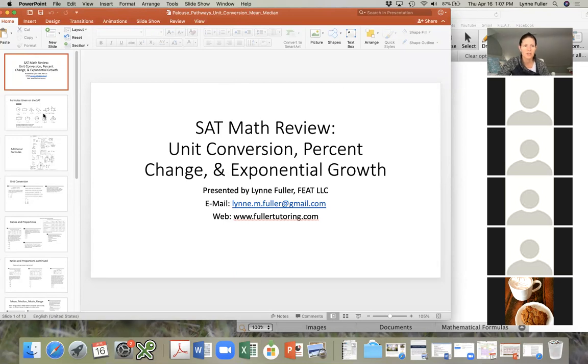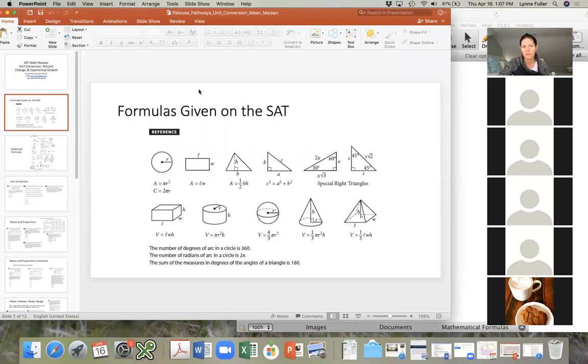And I just wanted to go back through and remind you of the formulas that are given on the SAT. These are all geometry formulas. In fact, what we're going to do next week is talk about geometry and more of the advanced math facts and how they build into it. So that's our last lesson for the week.